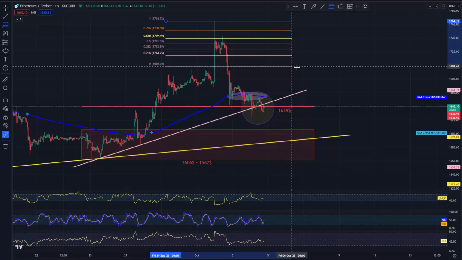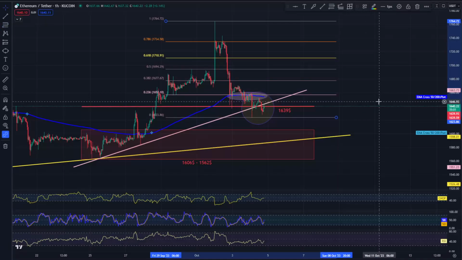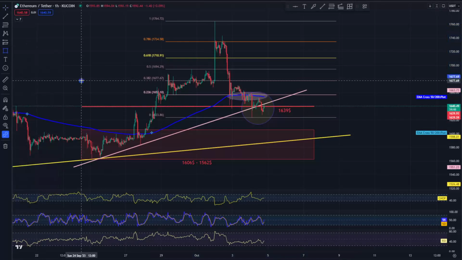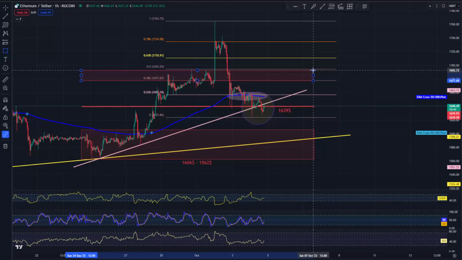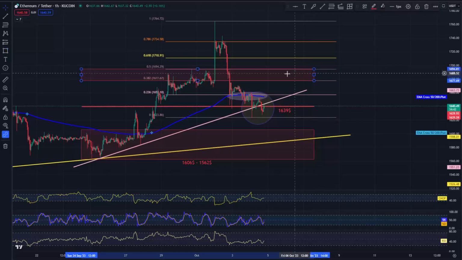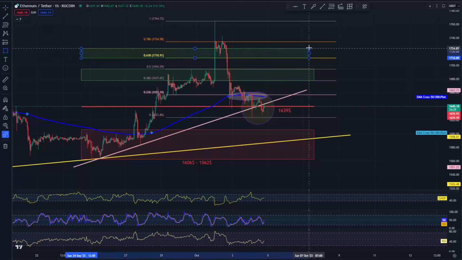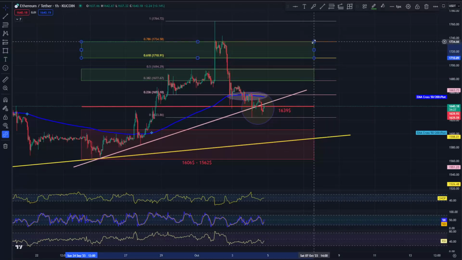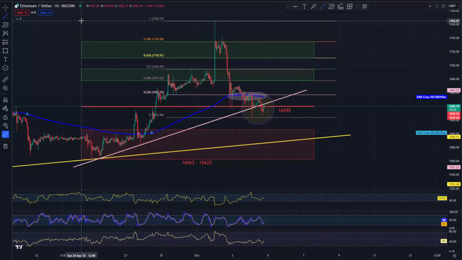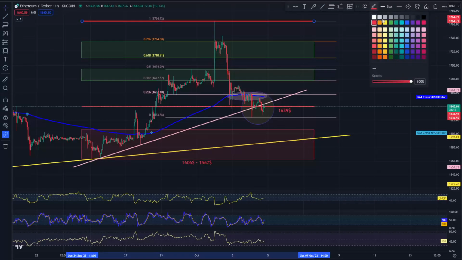Looking the other way, we can similarly determine the resistance areas that the price must face. And here we will mark the first significant resistance zone from $1,677 to $1,694. And then the second zone from $1,710 to $1,734, when the price breaks both zones and will face the resistance at $1,764.